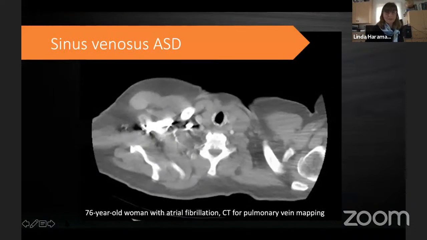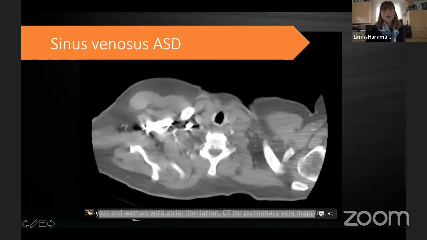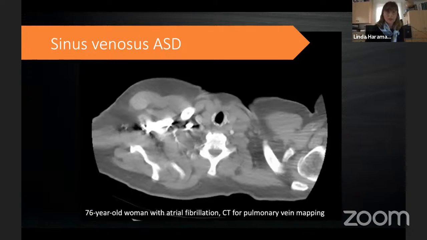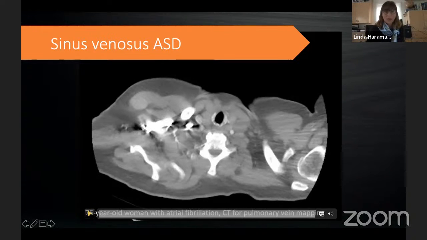Here we have a 76-year-old woman. We're segueing now to the sinus venosus defect. She came in with no prior history except for atrial fibrillation, and she came in for an ablation, and we did a CT for pulmonary vein mapping. When we do the CT for pulmonary vein mapping, we look for the insertions of the pulmonary veins, their locations, and the left atrial appendage, and we want to make sure there's no anomalous pulmonary venous return.